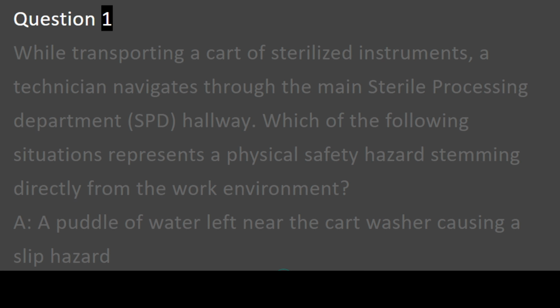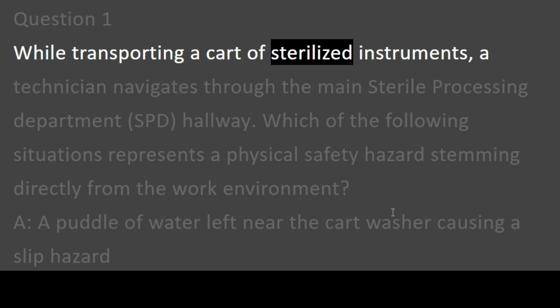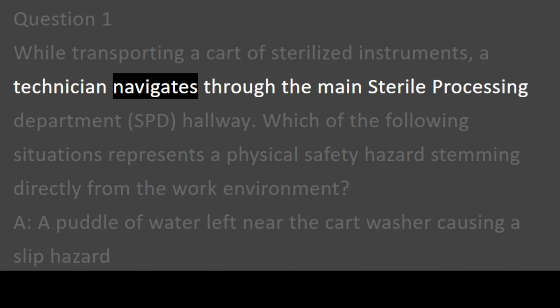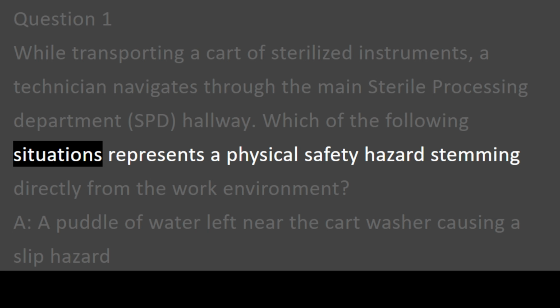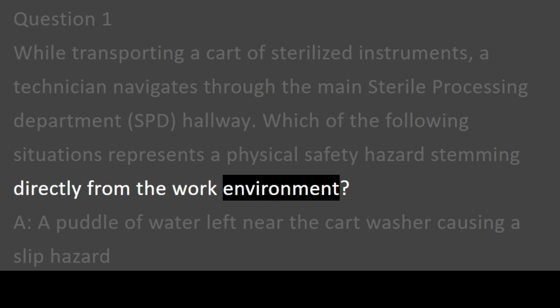Question 1. While transporting a cart of sterilized instruments, a technician navigates through the main sterile processing department, SPD, hallway. Which of the following situations represents a physical safety hazard stemming directly from the work environment?